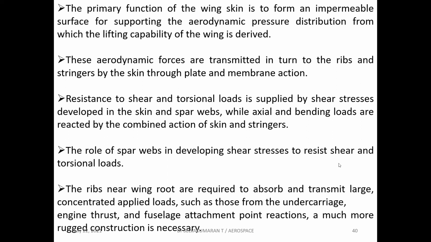The ribs near the wing root are required to absorb and transmit large concentrated applied loads, such as those from the undercarriage, engine thrust, and fuselage attachment point reactions. A much more robust construction is necessary.